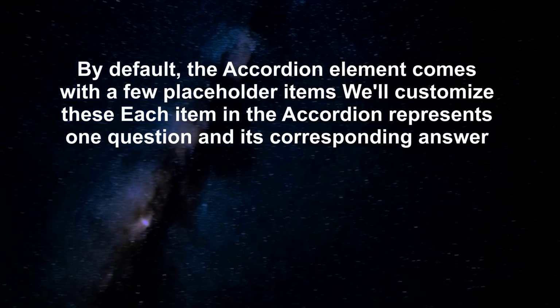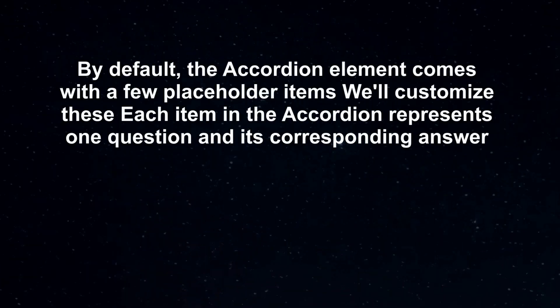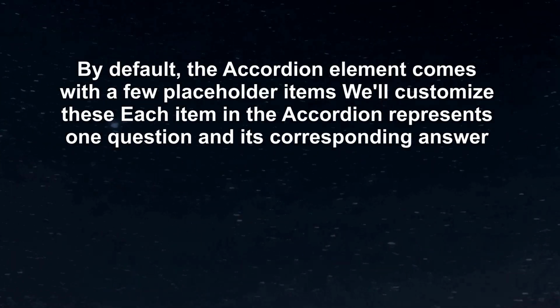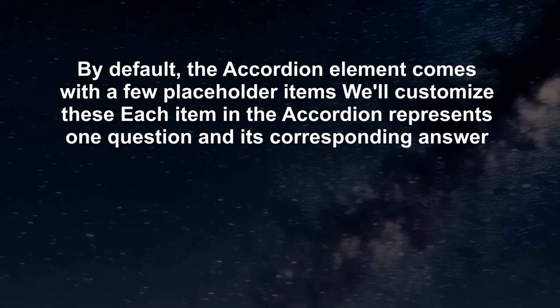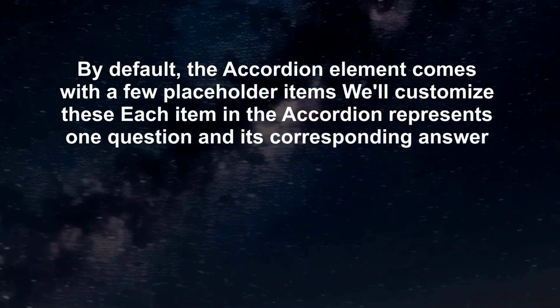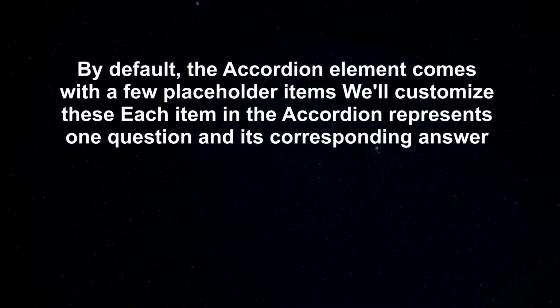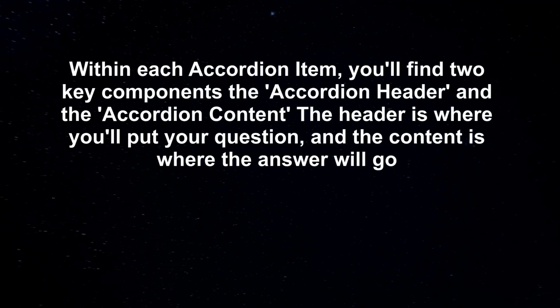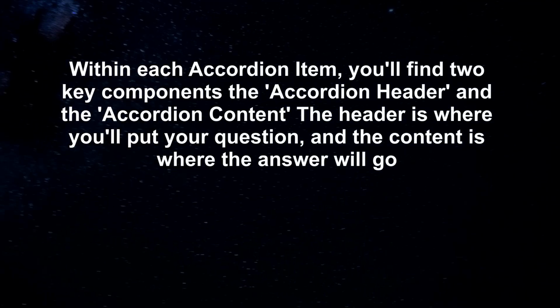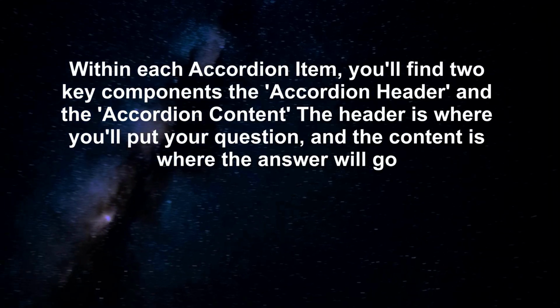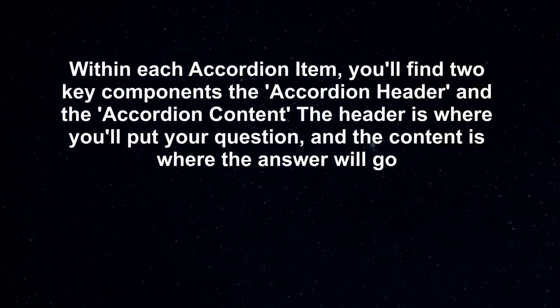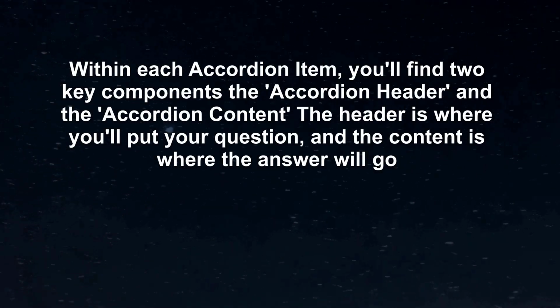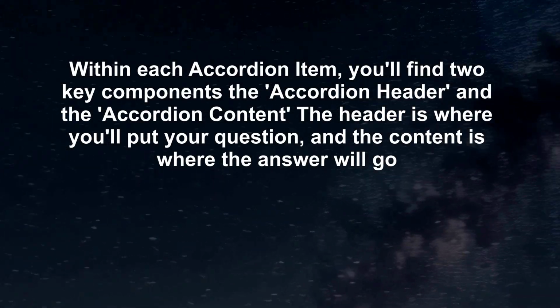By default, the Accordion element comes with a few placeholder items. We'll customize these. Each item in the accordion represents one question and its corresponding answer. Within each accordion item, you'll find two key components: the accordion header and the accordion content. The header is where you'll put your question, and the content is where the answer will go.